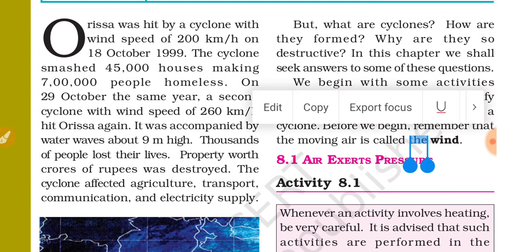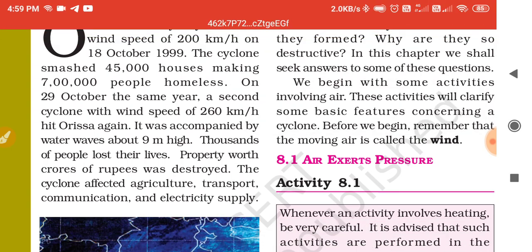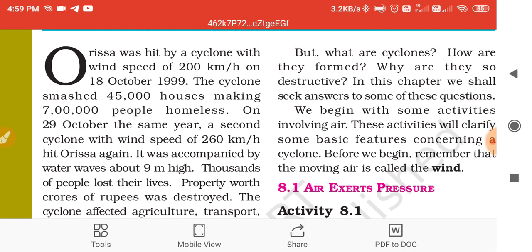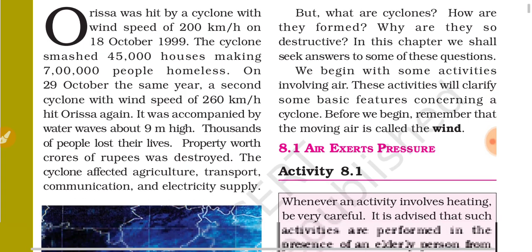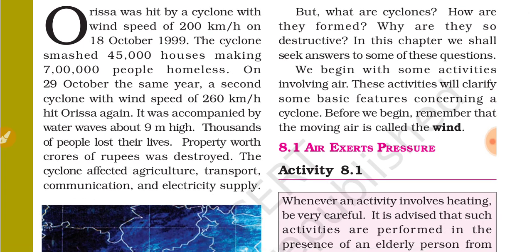So here is the introduction given: Odisha was hit by a cyclone with a wind speed of 200 km per hour on 18 October 1999. The cyclone smashed 45,000 houses, making 7 lakh people homeless. On 29 October the same year, a second cyclone with a wind speed of 260 km per hour hit Odisha again. It was accompanied by water waves about 9 meters high.